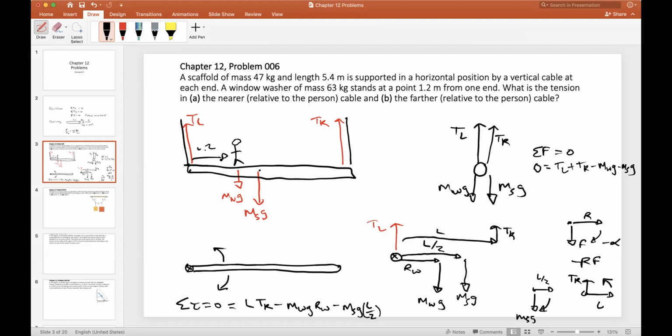The only thing I would worry about here is to make sure that you're always measuring your radial vectors from the axis of rotation. In this problem, I chose it from the left because I was given that he was 1.2 meters from the end. I knew all of my radial vectors here. I'll go over it more later, but for now, this is a pretty straightforward problem, pretty easy to do.